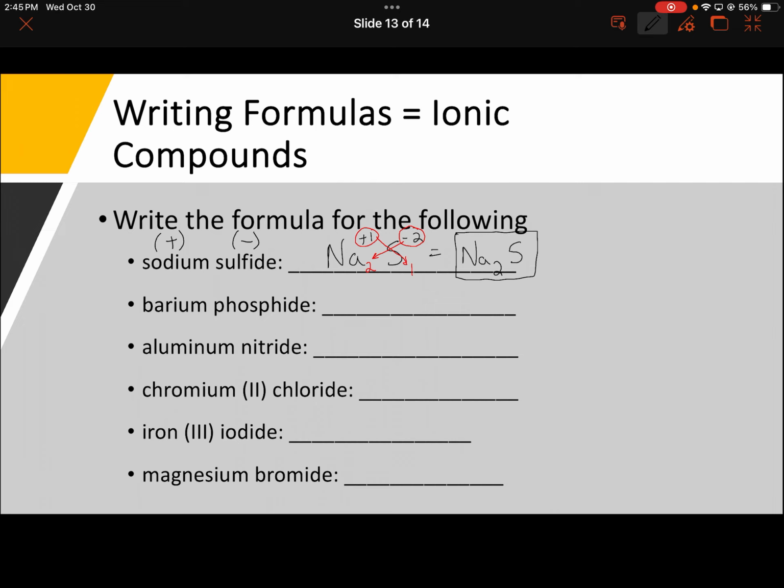And then the sum should always equal 0. Well, if I take those positives and negatives, Na is a +1, but there's 2 of them. Sulfur is a -2. Well, there's only 1 of them, so I have +1, +1, -2. Add those together, and that gets me to 0. Sum of the oxidation numbers is always 0.